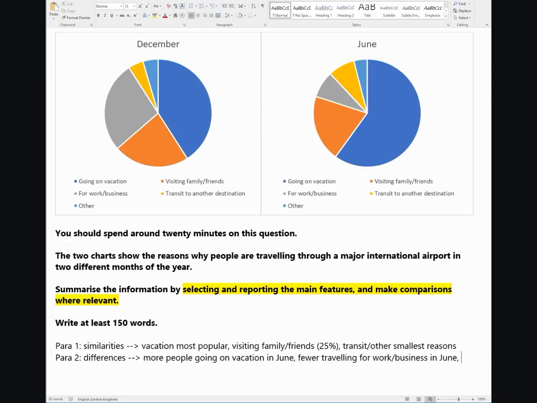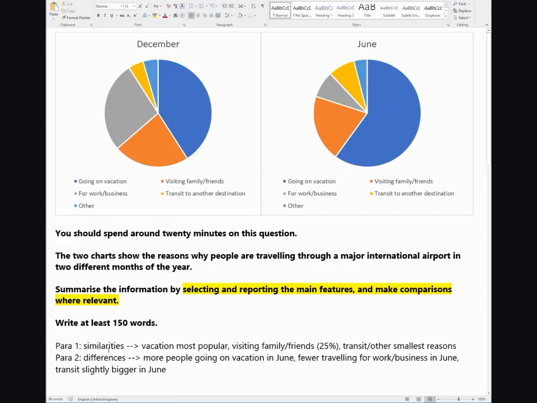Also, what else is different? Well, transit as a reason is slightly bigger in June. It's not a big difference, but it is a difference. So I think that's a decent plan. That gives me both paragraphs have a clear focus.